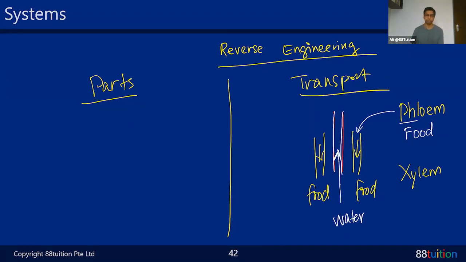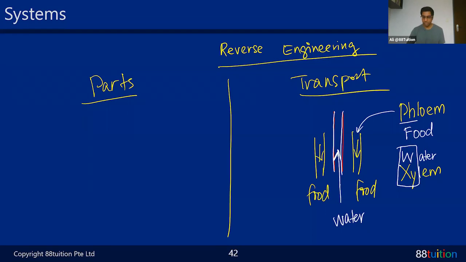Phloem transports food. Now xylem transports water. Why? Because in our alphabet we know A, B, C, D, E, F, G, H, I, J, K, and so on, then W, X, Y, Z, which is here together, right?